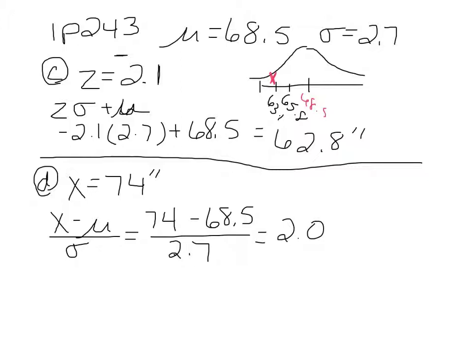I'll do that in blue. 3 marks. There we go. 68.5 plus the standard deviation of 2.7, 71.2, plus another standard deviation, 73.9. That's 2 standard deviations above. That's what he was, 74 inches, 73.9 inches, approximately the same. Looks good.